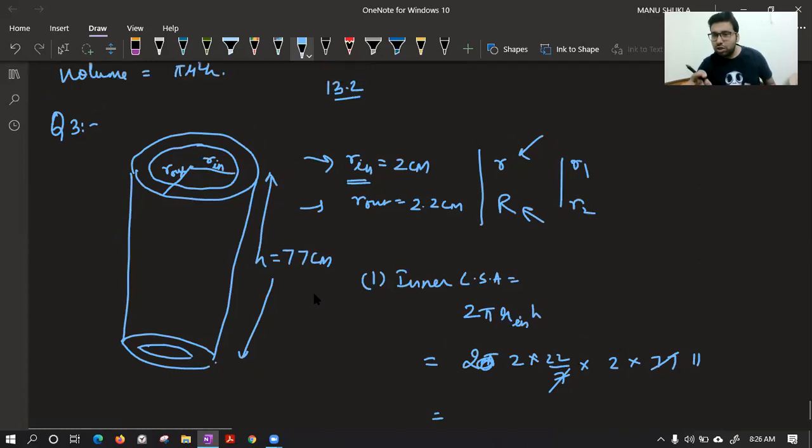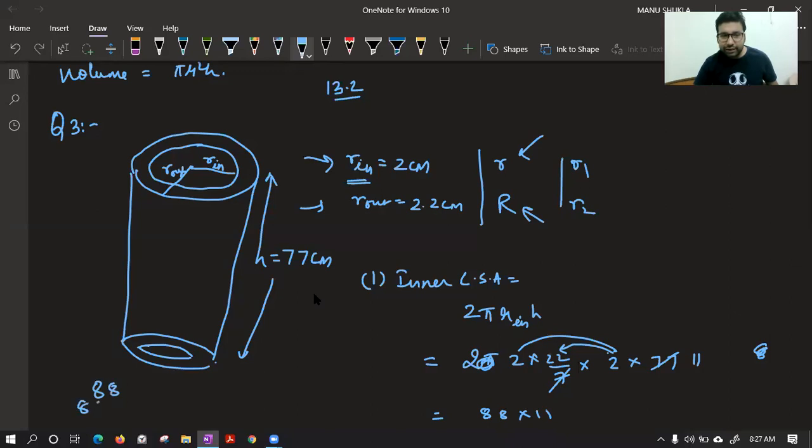So what we have got, now see how to multiply in a better way. Whatever we can do in our mind, we should do, and the least thing we should do on the rough side. See, 2 into 4 is 8, and 8 into 11 is 88... so we know it is 88 into 11. Now multiplying anything with 11 is very easy. We will get 88, 88.